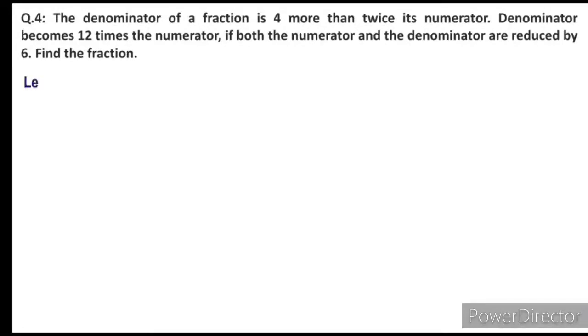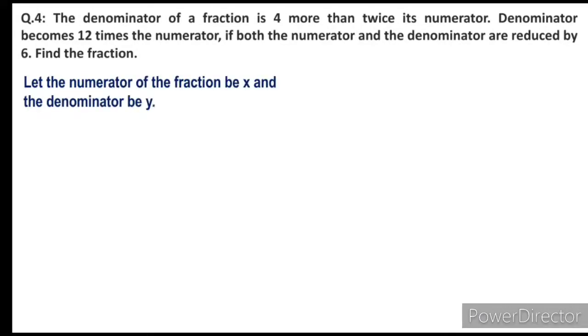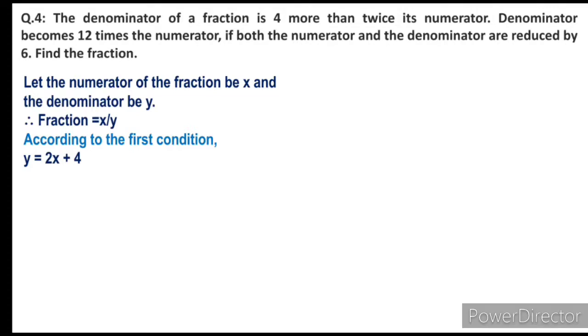So let us assume, let the numerator of the fraction be x and the denominator of the fraction be y, which means the required fraction will be x upon y. Now according to the first condition, it says that the denominator of the fraction is 4 more than twice its numerator. Denominator of the fraction is y, is means equal to, 4 more means 4 plus, then twice its numerator means 2x. y is equal to 2x plus 4. We can arrange it. 2x minus y equals minus 4. We have arranged it, we have taken y on this side and 4 on that side.